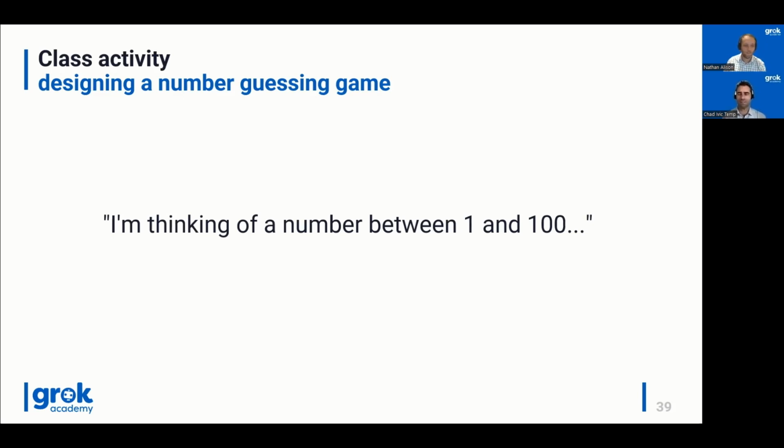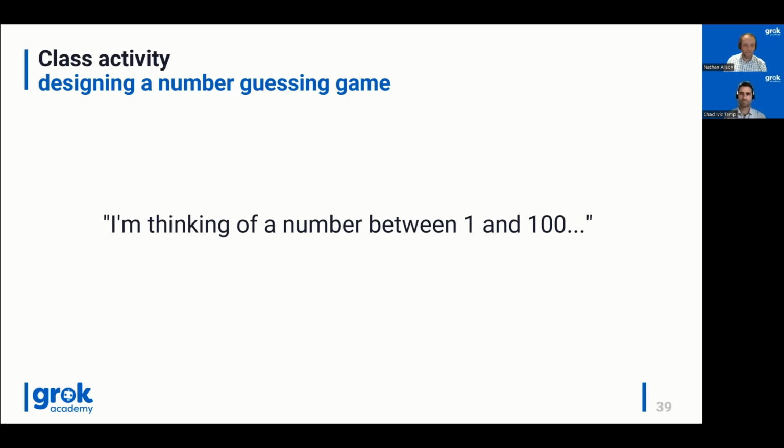I'll go with 80. Higher. Oh, getting there. Getting close. Yeah. I'll go with 85. Lower. Oh, 83. Correct. All right. So that's an example of a number guessing game.